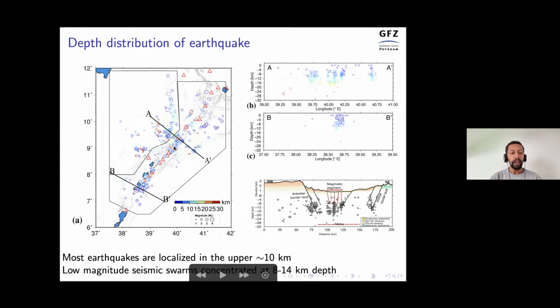Okay. One interesting observation we have from this catalog is that there is a swarm of low magnitude seismicity between 8 to 40 kilometer depths. So this swarm shows a cluster in space and time, and the earthquakes at these depths are characterized by low seismic moment release and also by a large number.